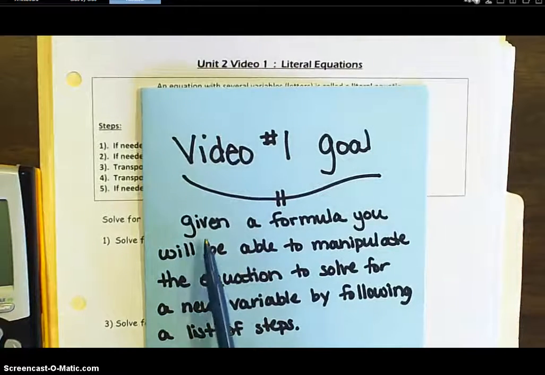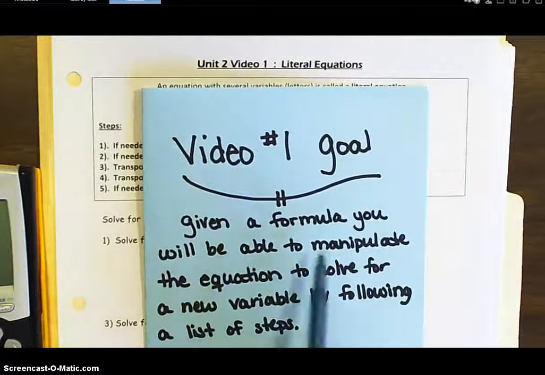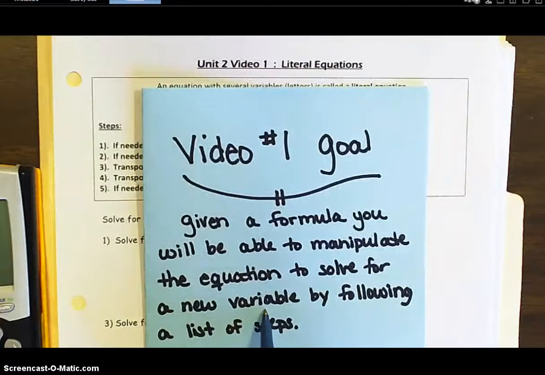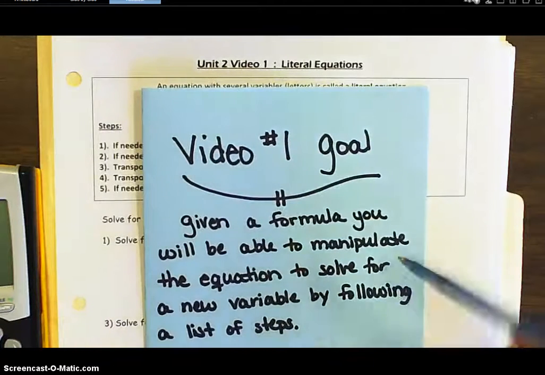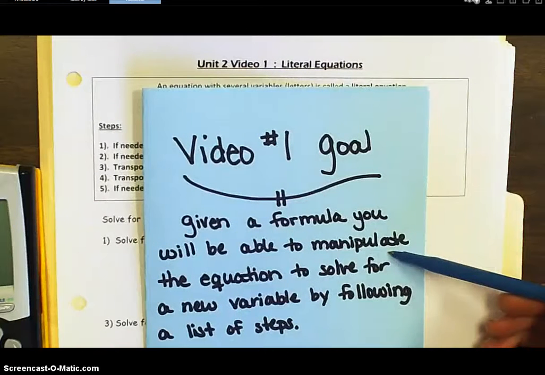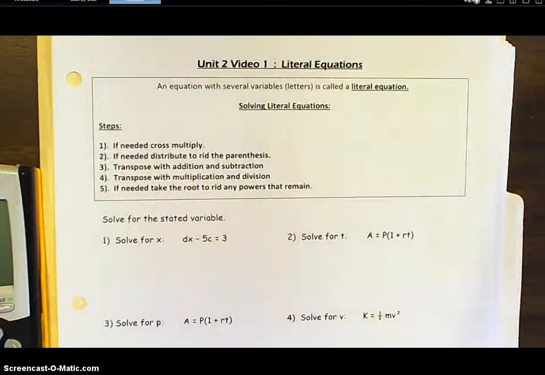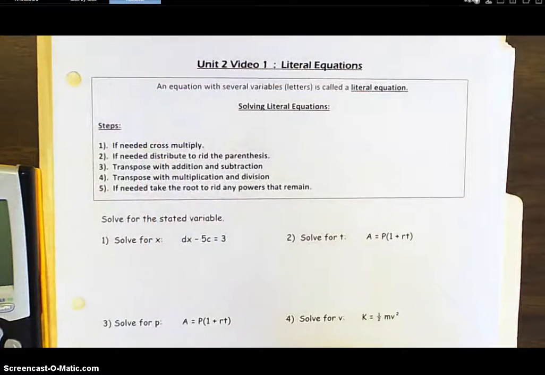Our goal for today: given a formula, you will be able to manipulate the equation by solving for a new variable by following a list of steps. So today we are going to manipulate it. That means we're going to change it around and follow a list of steps. So let's start by looking at what those steps actually are.